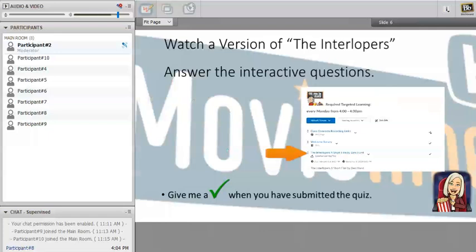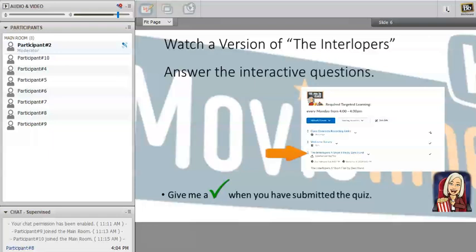Now, what we're going to do now is I want you to watch a short film of the Interlopers. It has the same conflict. It has the same storyline. It's a different setting than what's in the book, and one of the characters' names is different. You don't really have to know their names necessarily.